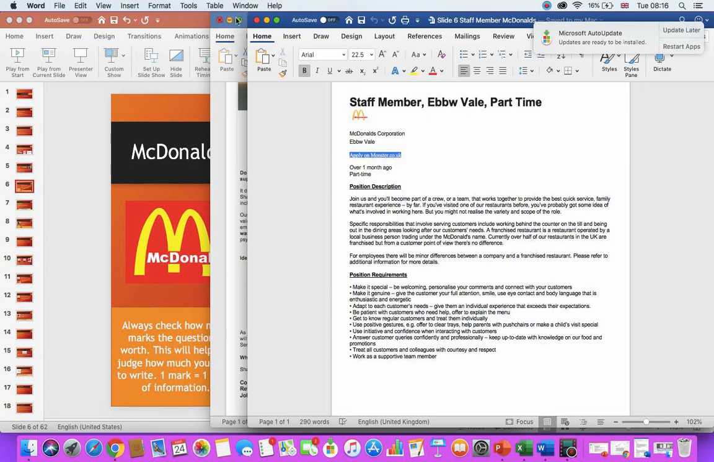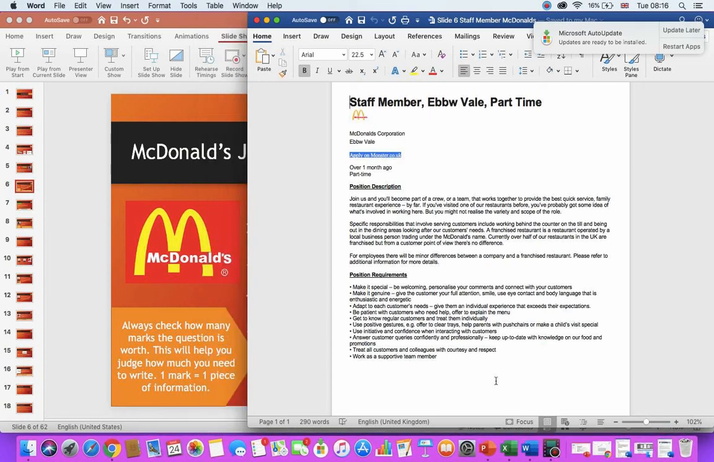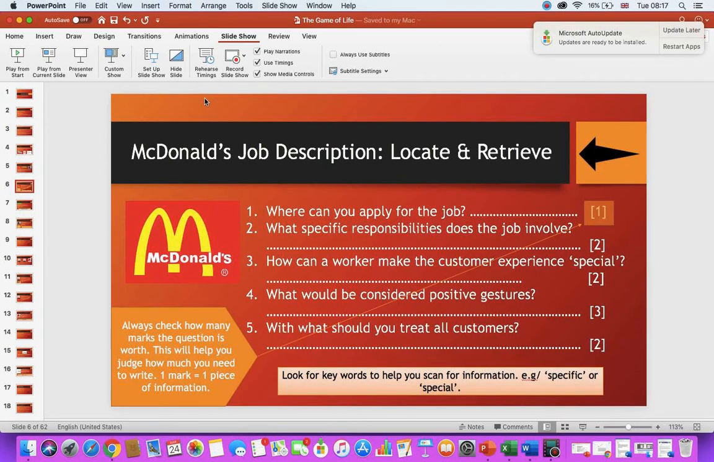Here we have the Eberval part-time job advert. If you have a quick scan through and it asks you where do you apply for the job, one of those keywords is apply, and obviously it's here. You can apply on monster.co.uk. And that would be your answer. You can apply for the job on monster.co.uk.